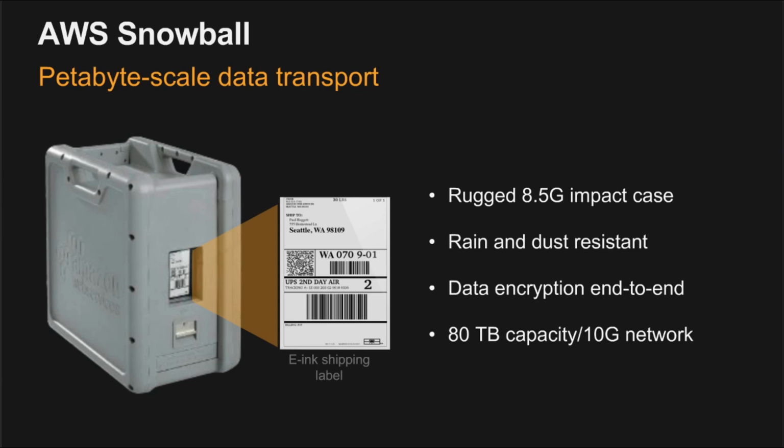And some of the important things to know is that data is encrypted end to end. So when you connect this to your network, we support up to a 10 gigabit network. We have 50 and 80 terabyte capacity units available. 80 is the more recent. And as you're writing data to the Snowball, the data is being encrypted before it ever lands on the Snowball.